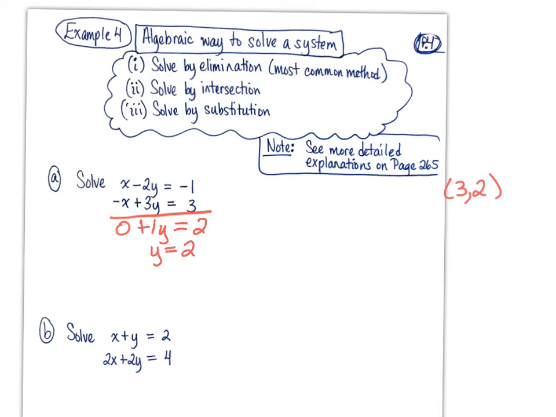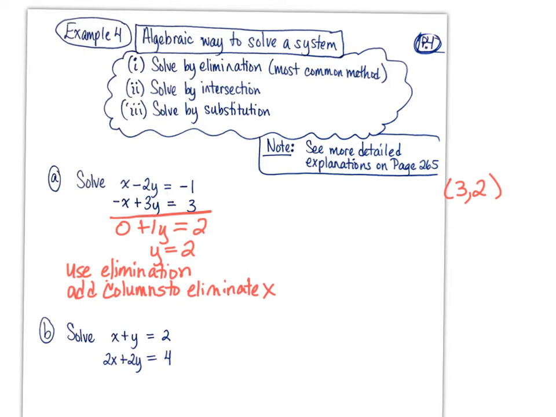So here we use elimination, and then we add the columns to eliminate x. You could have eliminated y, or we eliminated x here. You could have eliminated y if you wanted to, but now we know that y is equal to 2, so we can take 2 and substitute it into either equation. You don't need to substitute it into both, substitute it into either one. Which one would you like to substitute y into?